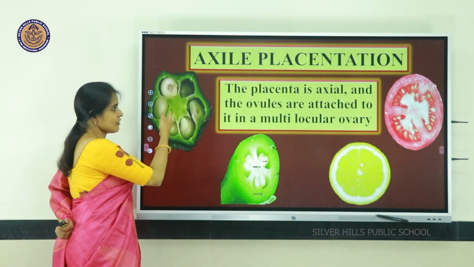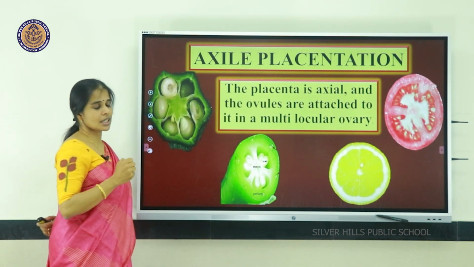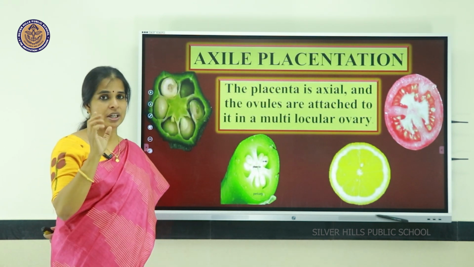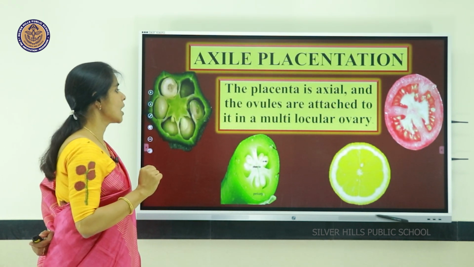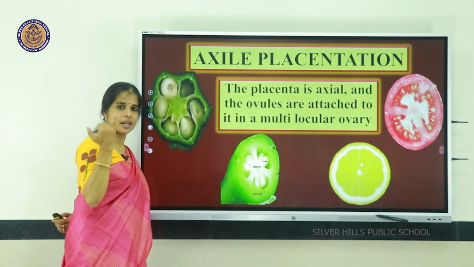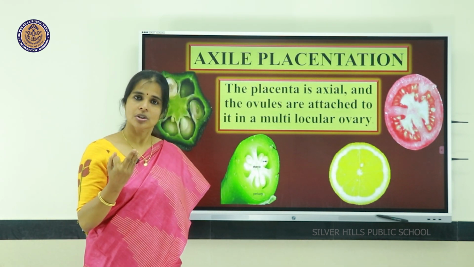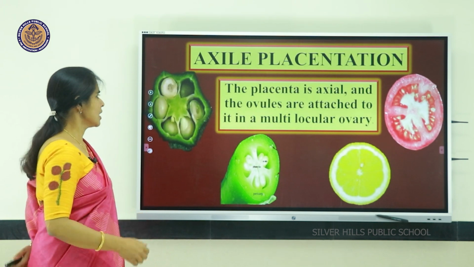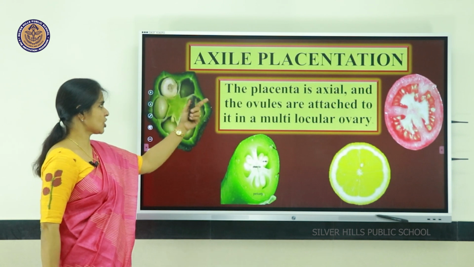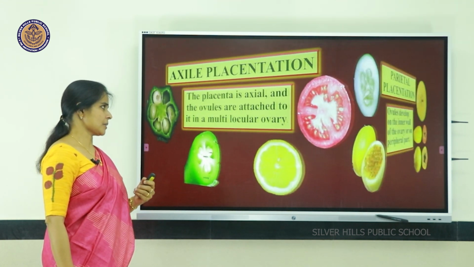So, if the placenta is axial and the ovules are attached to it in a multilocular ovary, multilocular ovary means chambered, septate ovary. Examples for this type of placentation are lady's finger, lemon, tomato, etc. You can see in the pictures: tomato, lemon, as well as lady's finger, the multilocular ovary with axile placentation. That is the second type of placentation.